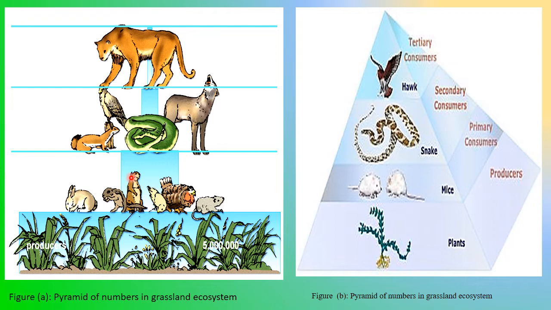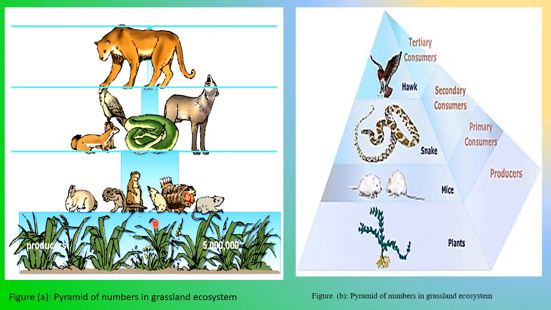In this pyramid of numbers, the higher up one moves, each consecutive level contains fewer organisms than the level below. At the producers level, the primary consumers or herbivores like rabbits and mice are lesser in number than grasses. Finally, the tertiary consumers like hawks or birds are the least in number, and hence the pyramid becomes upright, as depicted in this figure A.